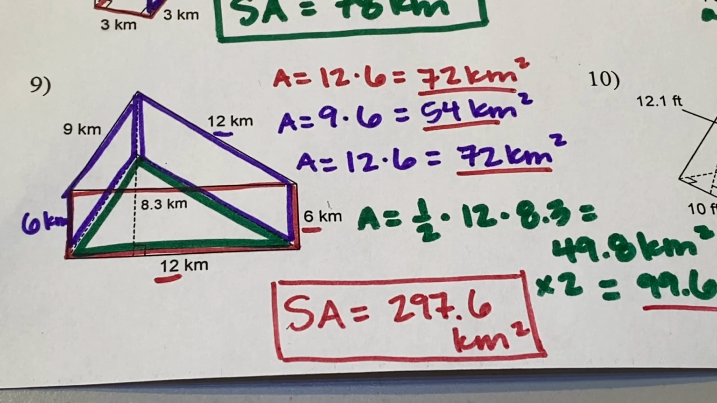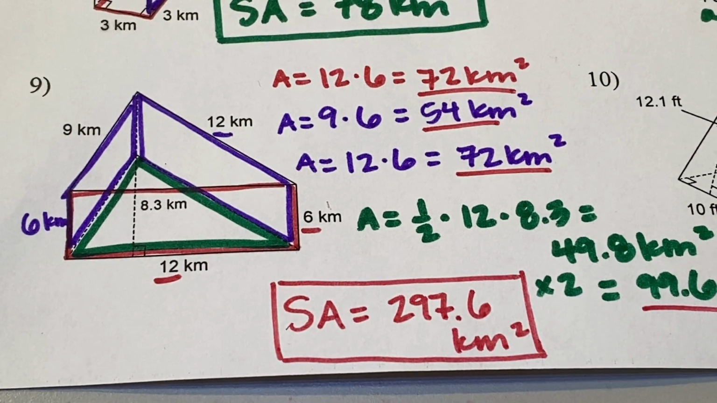So basically you're just finding area. If it's just one shape, that's nice. Or you're finding areas of a whole bunch of shapes and adding them all together. Okay?